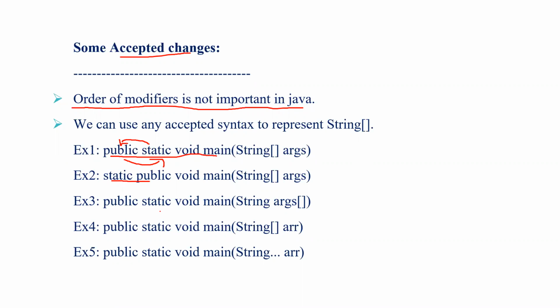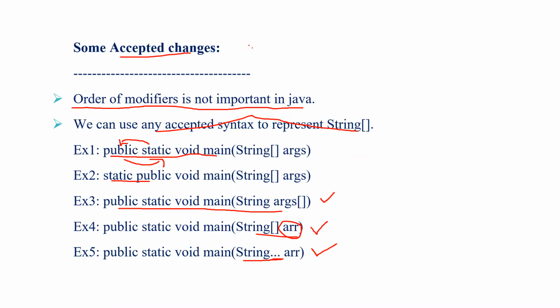And similarly, public static void main string array args. This is also valid syntax because we can use any accepted syntax which represents the string array. It represents the string array, it is valid. It is also representing a string array, it is valid. And as I defined earlier, if you put 3 dots, it represents a one-dimensional array, right? This is also a valid syntax. These are all valid syntaxes. Here observe carefully. This arr is just a reference variable, a name given to the one-dimensional string array. You can use any name instead of args.